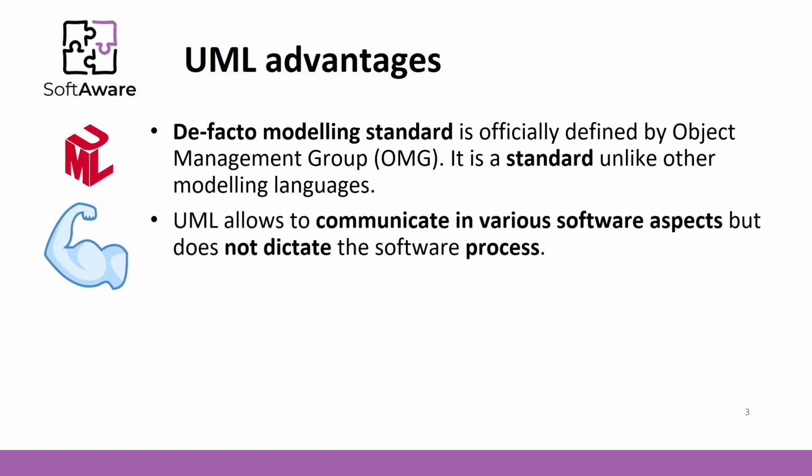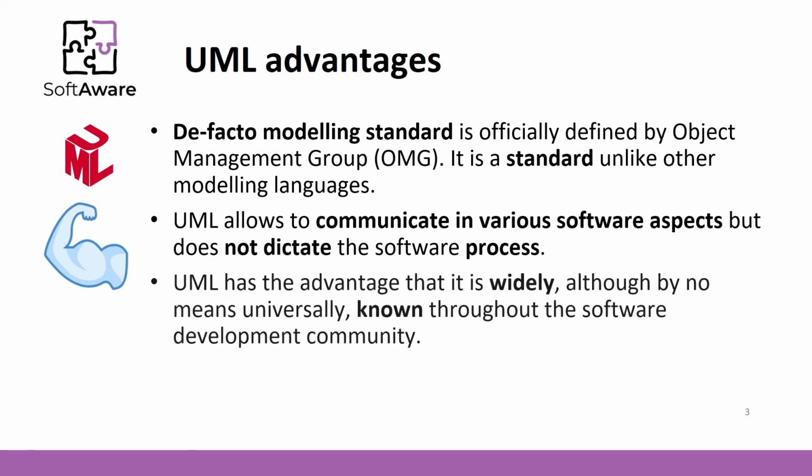Also, UML describes various aspects of the software, but it doesn't dictate the software creation process. This means that you can choose any type of software process, for example, Agile, Waterfall, Spiral, or any other model. Furthermore, it is widely, although by no means universally, known throughout the software development community.